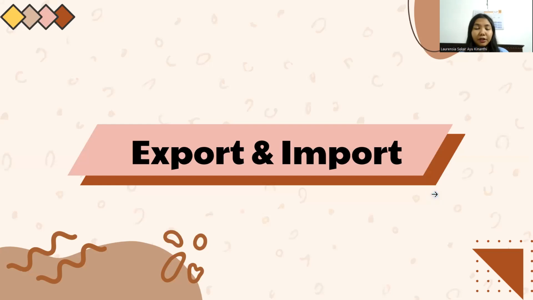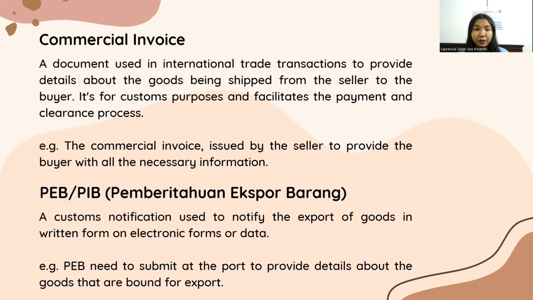The next one is terms that are used both in export and import. The first one is commercial invoice. It is a document used in international trade transactions to provide details about the goods being shipped from the seller to the buyer. It's for customs purposes and facilitates the payment and clearance process. The example is, the commercial invoice issued by the seller to provide the buyer with all the necessary information.